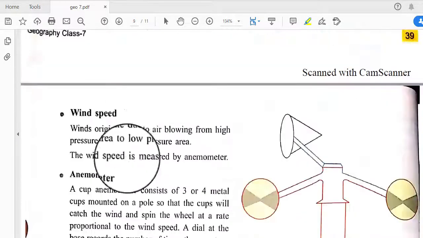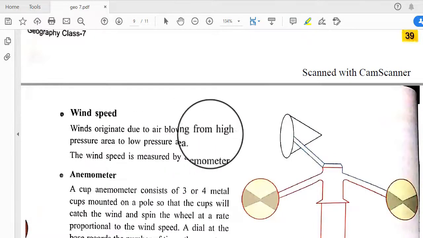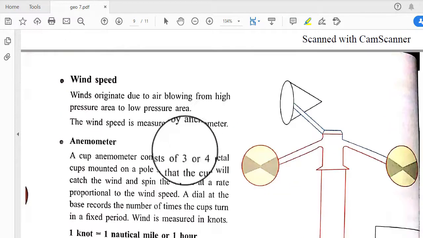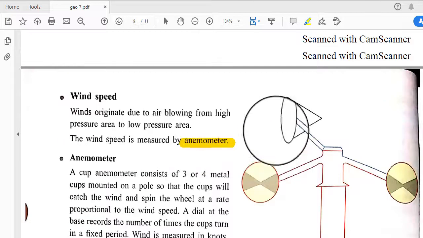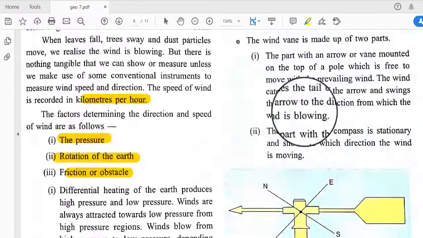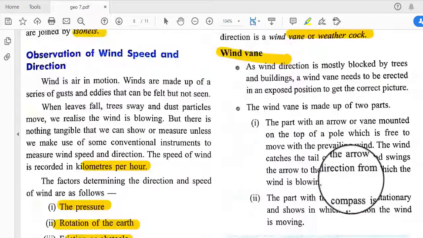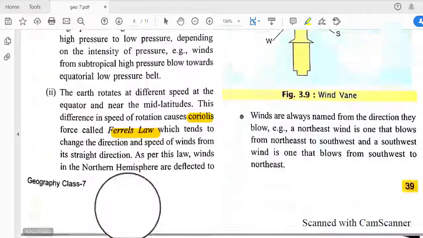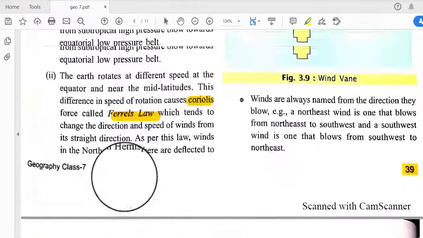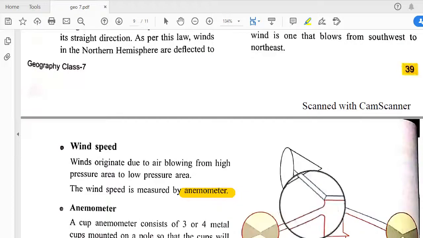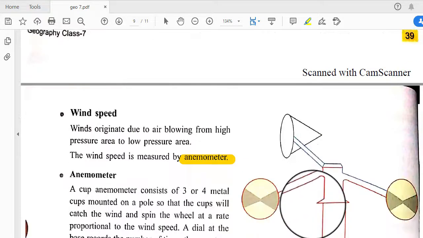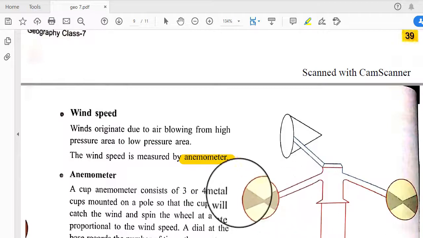And the wind speed: winds originate due to air blowing from high pressure areas to low pressure areas, and the wind speed is measured by an anemometer. So we can measure the wind direction with the help of the wind vane. And another instrument, like the wind vane, is the wind speed instrument, that means the anemometer. With the help of the anemometer we can measure the speed.